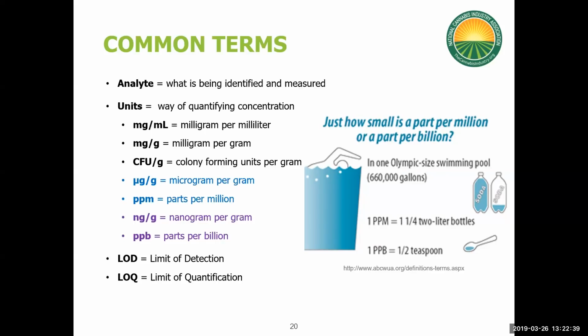Regarding those two in particular, just so you can get a sense for exactly the amount of analyte that we're looking for in the samples being analyzed, 1 part per million is approximately 1 1/4 2-liter bottles in an Olympic-sized swimming pool. And 1 part per billion is half a teaspoon in that same Olympic-sized swimming pool. So very, very small concentrations of these pesticides, residual solvents, et cetera. And we have equipment, like Tiffany mentioned earlier in the presentation, that can test that.